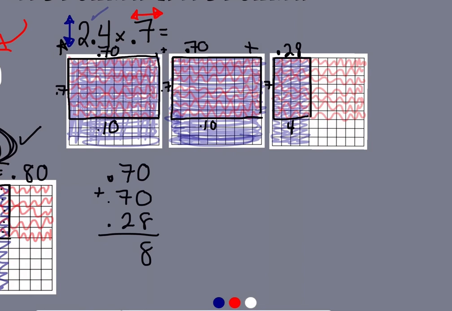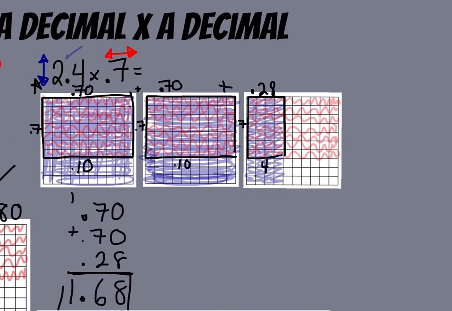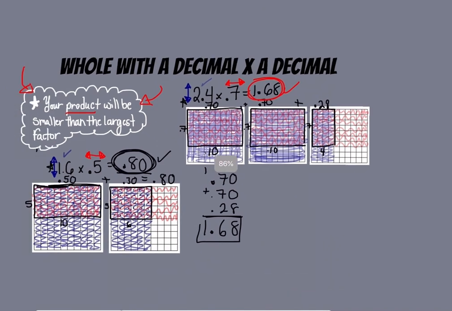I have 8. Add together 16, carry the 1, 1.68. So 2.4 times 0.7 is 1.68, which is smaller than the whole number I started with.